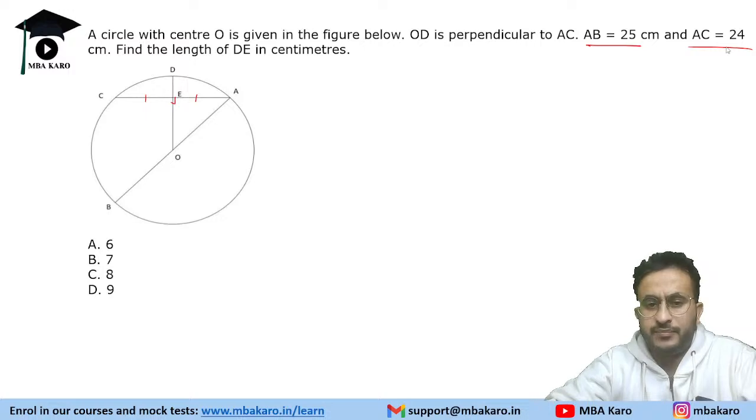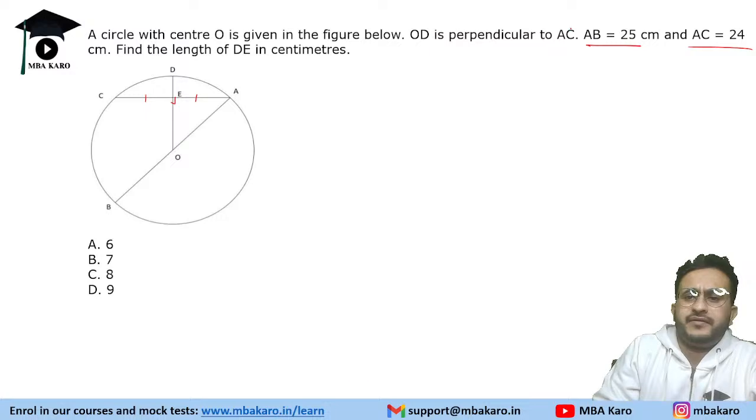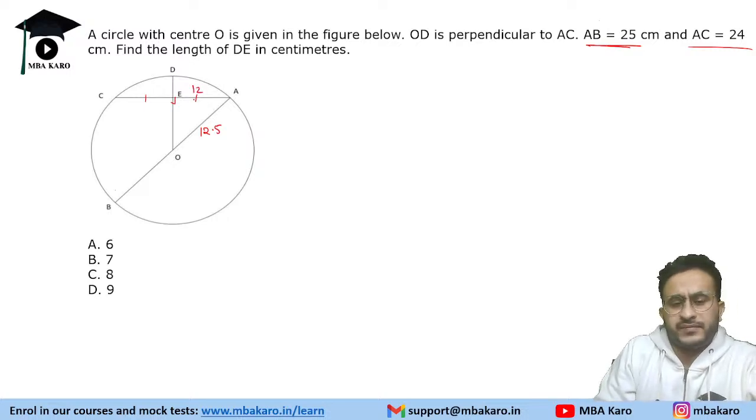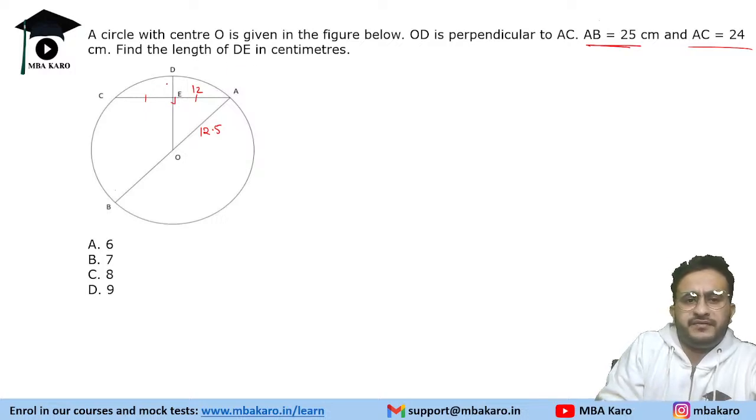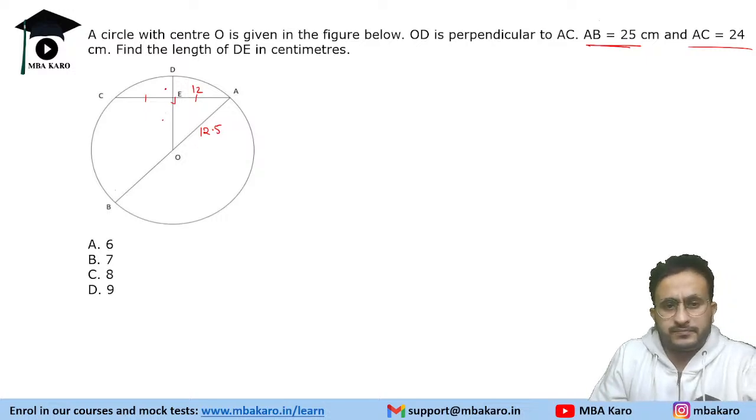Yes, it will require that property, the intersecting chord property. So we will see what all things are given to us. AB is equal to 25, right? AB is 25, that is the diameter. So radius is 12.5, okay? And AC is equal to 24, so this part is 12, right? Now we need to find the length of DE. We need to find this length, right? So one thing that we need to think of is, do we need to find this part?